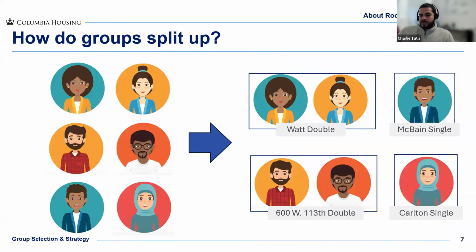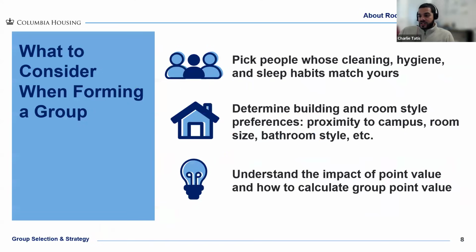How to split groups. To help you visualize a group split-up, we created this example group of 6. Let's say that they go into room selection, hoping to find an apartment that can fit all 6 members. By the start of their appointment, no 6-person apartments remain, so they need to split up. This example illustrates how you can divide across buildings to suit your needs and preferences. 2 go into a Watt double, 2 go into a 600 West 113th double, and 2 go into singles in McBain and Carlton Arms.